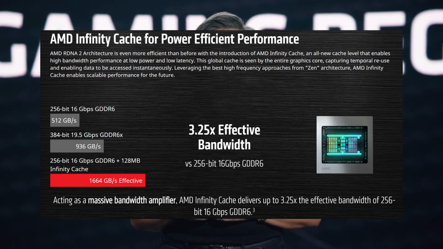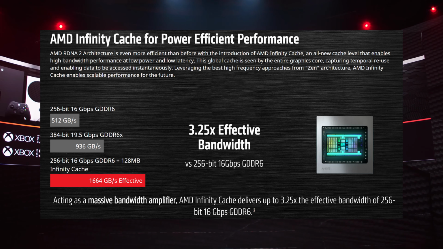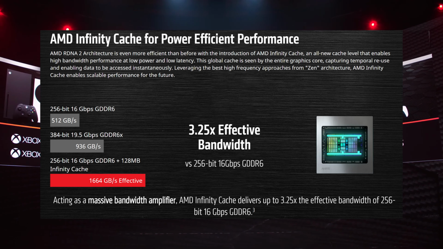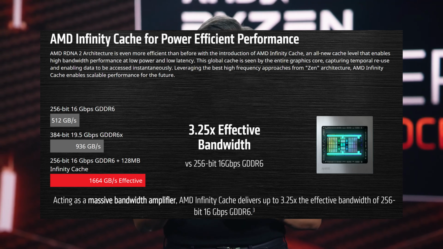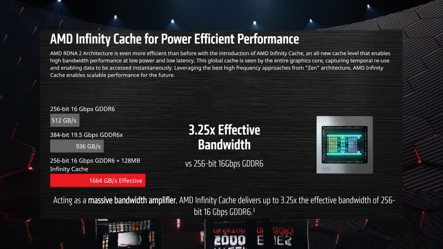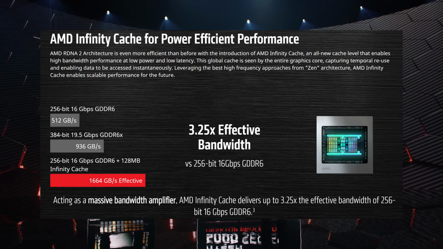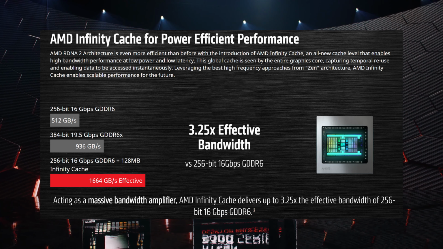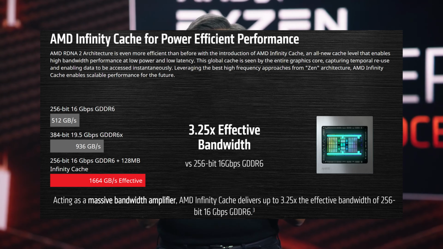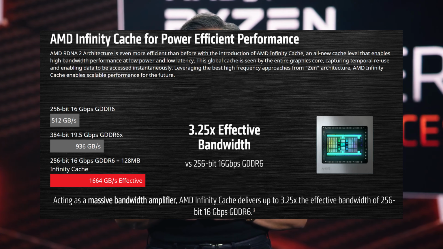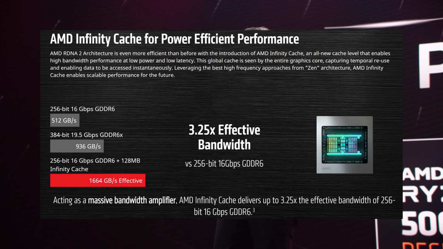So if you take the top one there, the 256-bit 16 gigabytes GDDR6, if you're going from that to this new Infinity Cache, it's effectively 3.25 times the bandwidth. So yeah, it's pretty cool. Just at the bottom here, I just want to read this wee bit as well. Acting as a massive bandwidth amplifier, AMD Infinity Cache delivers up to 3.25x effective bandwidth of 256-bit 16 gig, which I've already went through there as well.